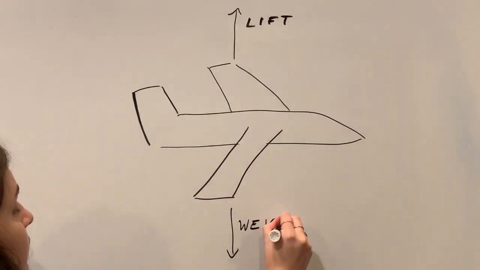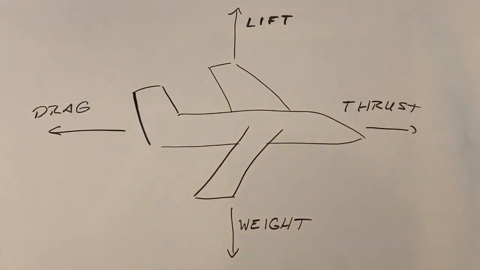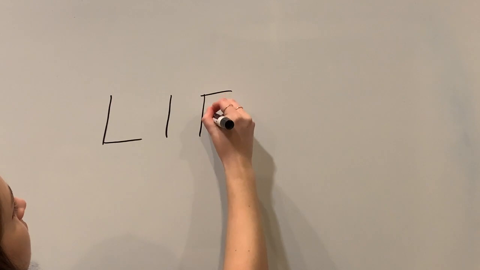We have lift, weight, drag, and thrust. Now let's break those down a little more. The first force is lift. Lift is what actually keeps the plane in the air instead of just going super fast on the runway. But before we can understand lift, we need to understand a little bit more about air itself.